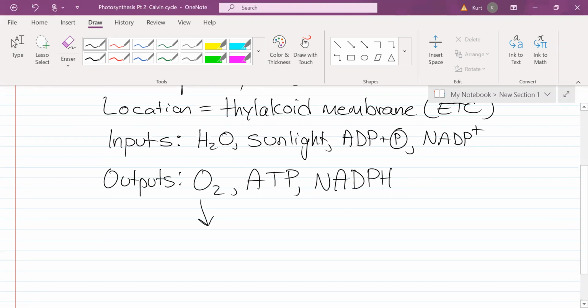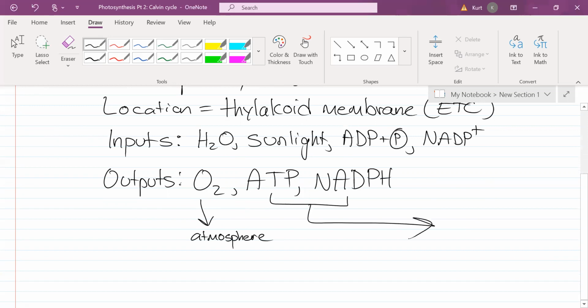What does a plant generally do with the oxygen that it produces? It goes out of the plant. How does it get out of the plant? What are those openings in the bottom of a leaf called? Stoma. So this is going to go back to the atmosphere, and it's going to be used by us and animals and every other creature that requires oxygen.